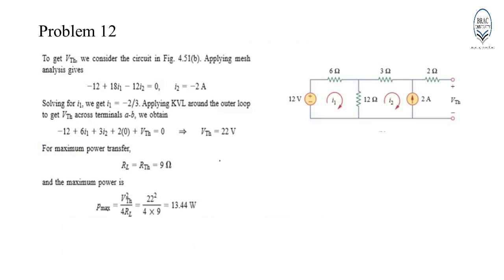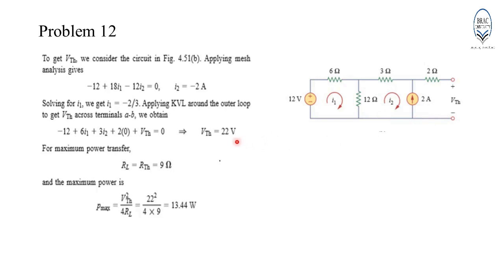Since these 2 points are floating, no current will flow through this resistor. Hence, the potential drop across the 2 ohm resistor will be equal to 0. Therefore, VThevenin, which is the open circuit voltage, will be equal to the voltage drop across the 2 ampere current source. Using mesh analysis, we can determine the currents I1 and I2, and then applying KVL, we can determine VThevenin, which will be equal to 22 volt.